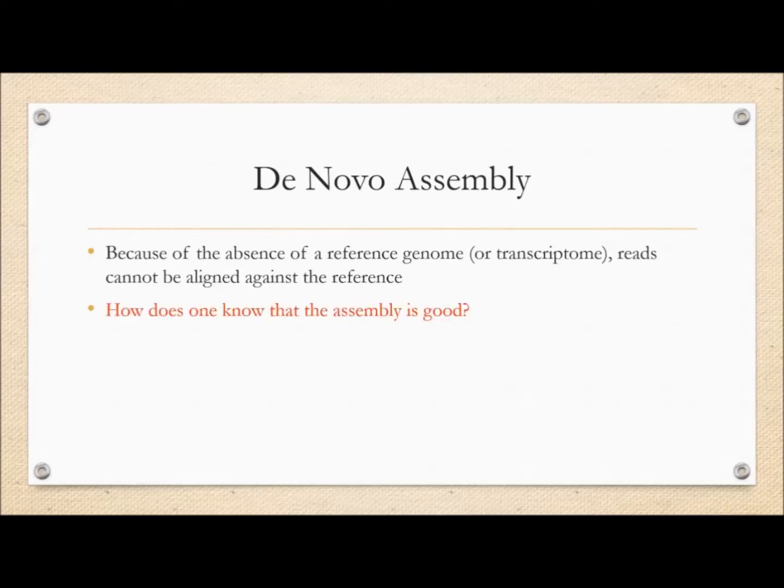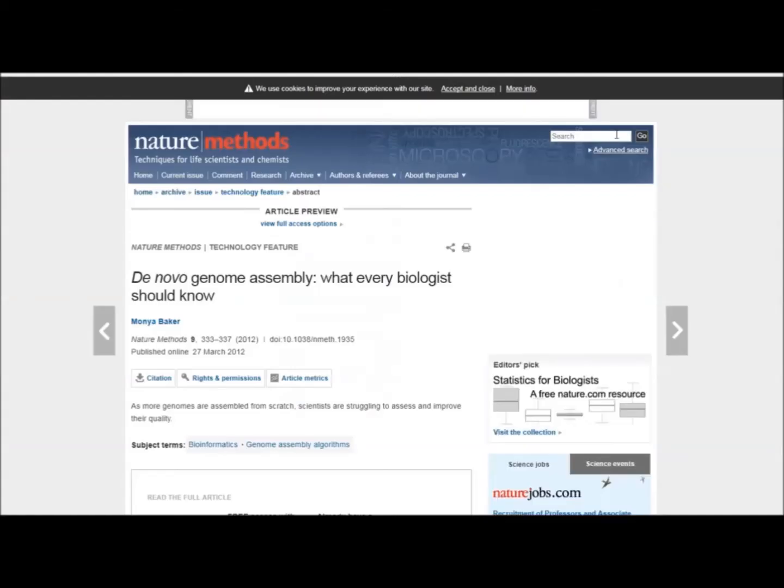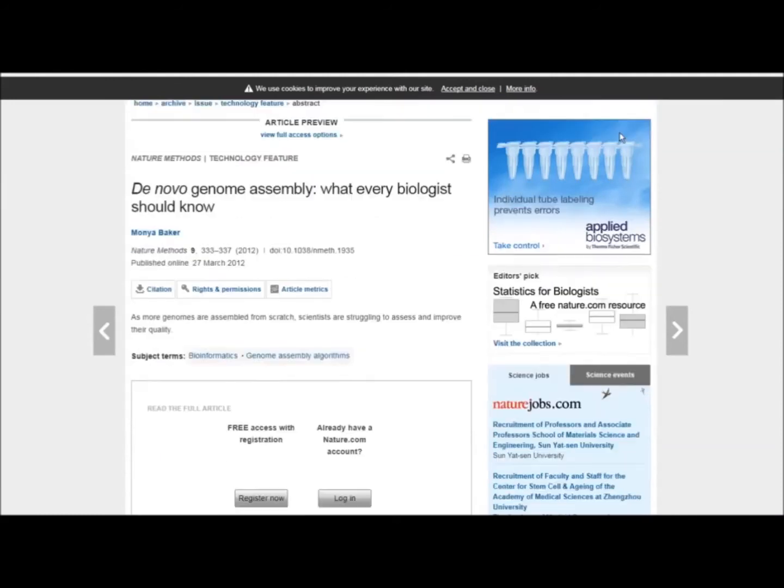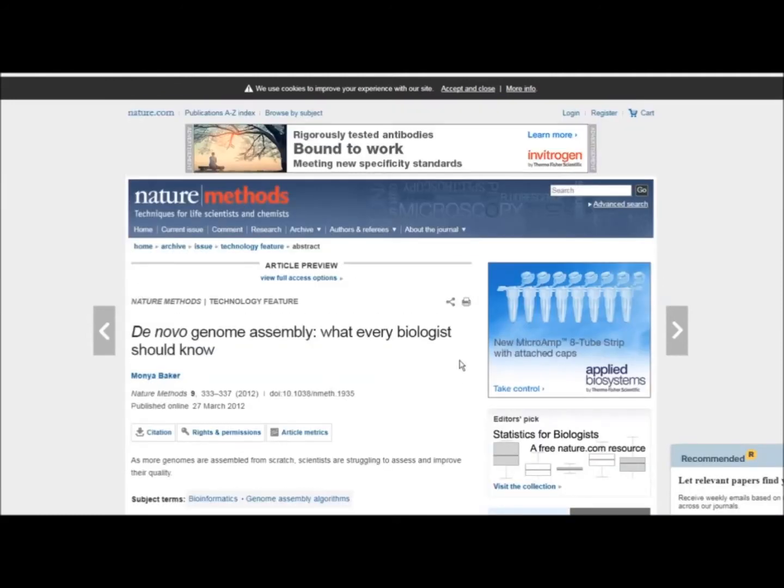So going back to de novo assembly, because of the absence of a reference genome or transcriptome, reads cannot be aligned against a reference. So, if you don't know what you're aligning against, how do you know that your assembly is good? Here is an example of a paper which will tell you a little more about some of this. De novo assembly: what every biologist should know. You should be able to access this through our library. Okay, so this is a very important paper.